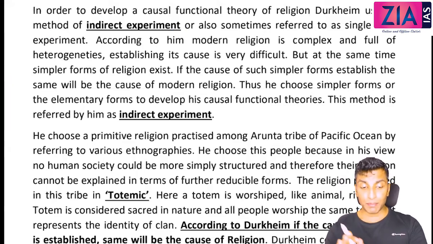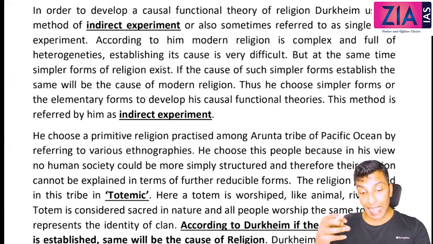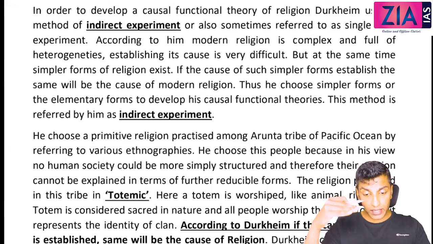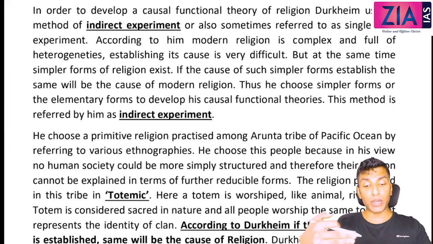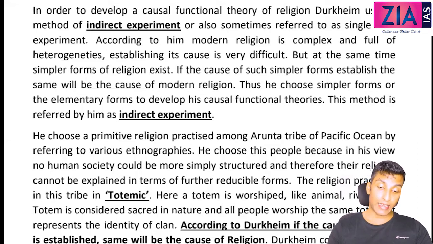So I hope you understood there are simpler forms of religion. So if you study that and if you can establish the cause of that simple religion, the same will be the cause of the modern religion when that religion came into existence much before. At that point of time, the modern religion was also simpler religion only, but now it acquired complex form because of population, because of a lot of changes, because of emergence of a lot of sects and cults, etc. Thus he chose simple forms or the elementary forms to develop his causal functional theories. This method is referred by him as indirect experiment.